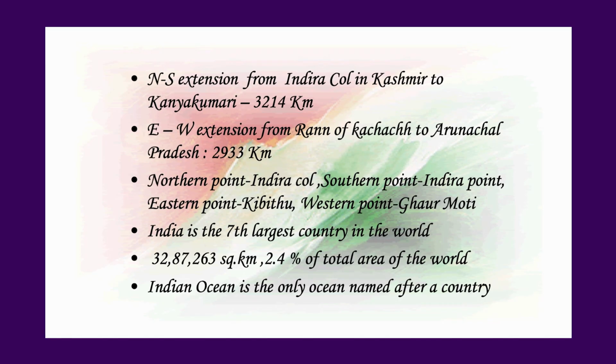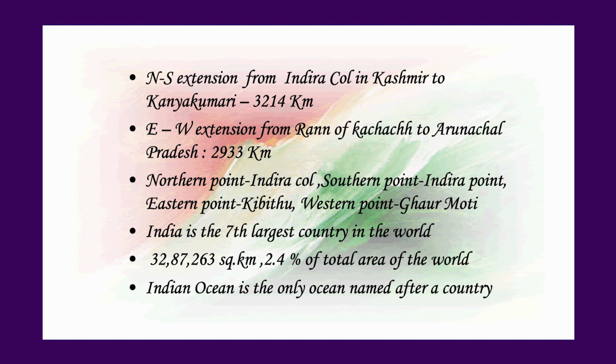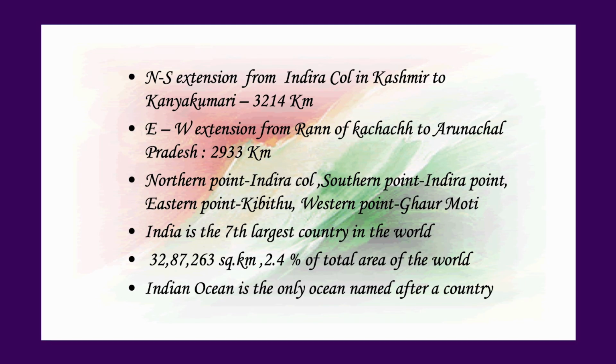The easternmost point of India. Kibithu in the Anjaw district of Arunachal Pradesh is the easternmost point of India. It is located 40 km west of Diphu Pass near the tri-junction of India, China and Myanmar borders. East-west extension from Rann of Kutch to Arunachal Pradesh is about 2,933 km. India occupies 2.4% of world land area with its 3.28 million square kilometer area.